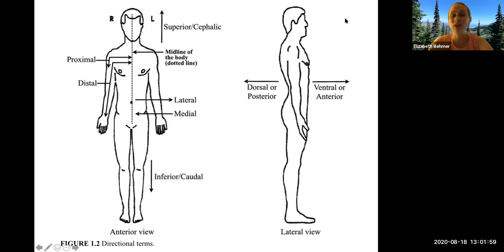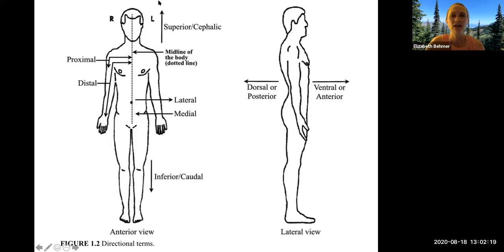So some anatomical terminology we use to describe structures on the body in anatomical position are listed here. And I believe these figures are all taken from the lab manual. So if you want to download that PDF copy of the lab manual, these figures are taken directly from there.